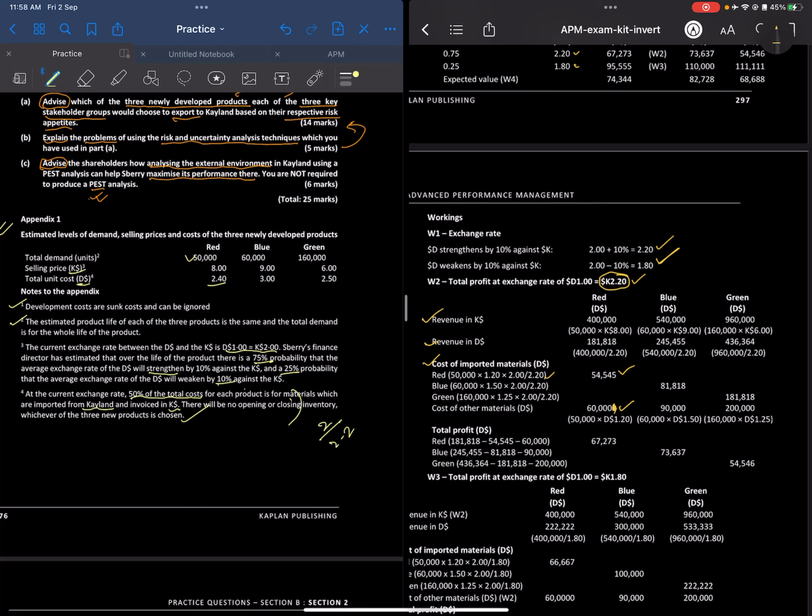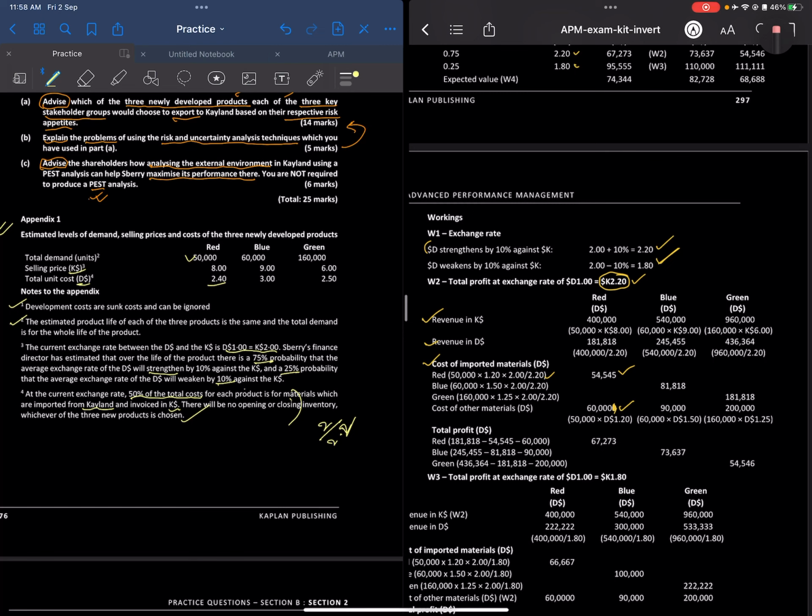Why is that? Basically, the currency has strengthened by 10%. So of course the cost will be less by about 10%, so almost to that proportion. It's basically out of 2.2: it increased from 2 to 2.2, so 0.2 was the net increase. Based on that you get your profit.